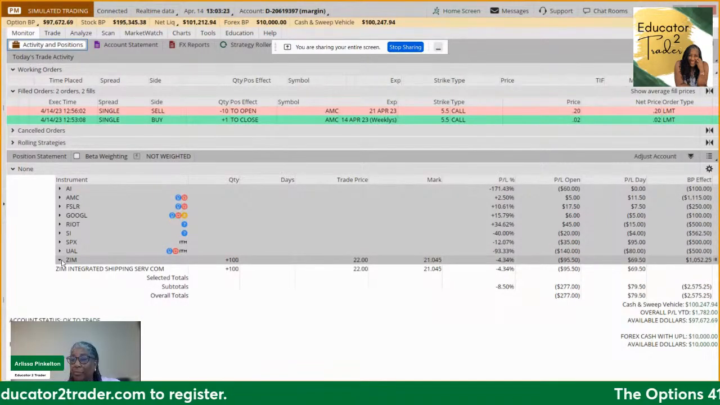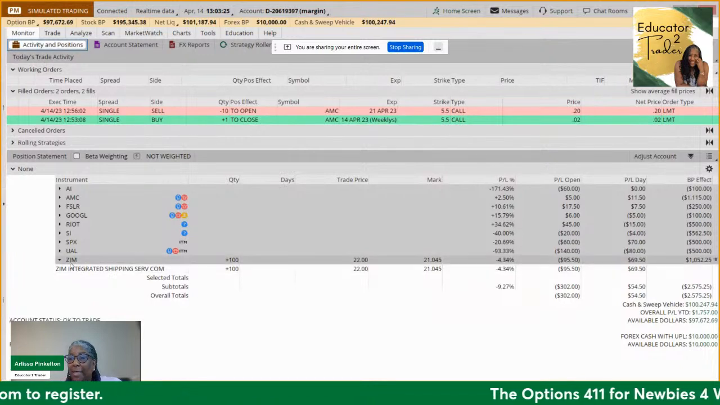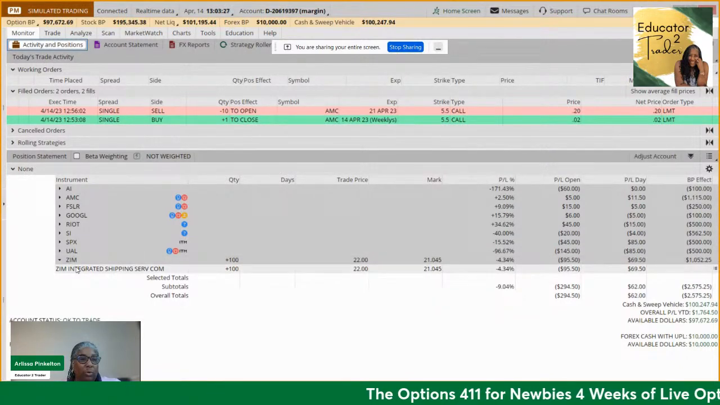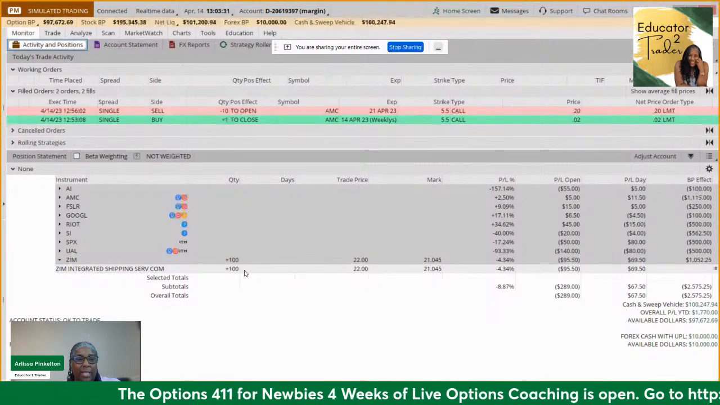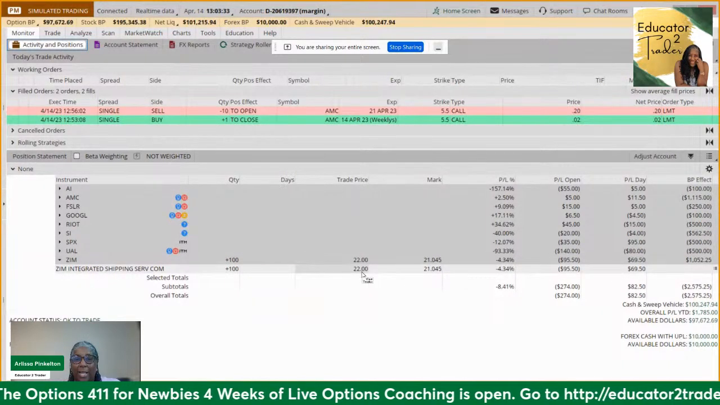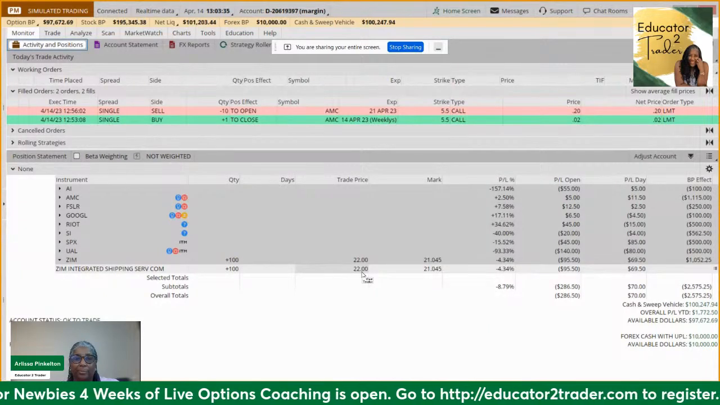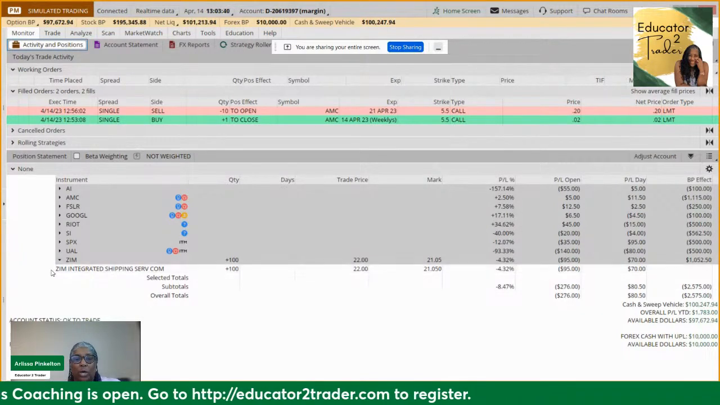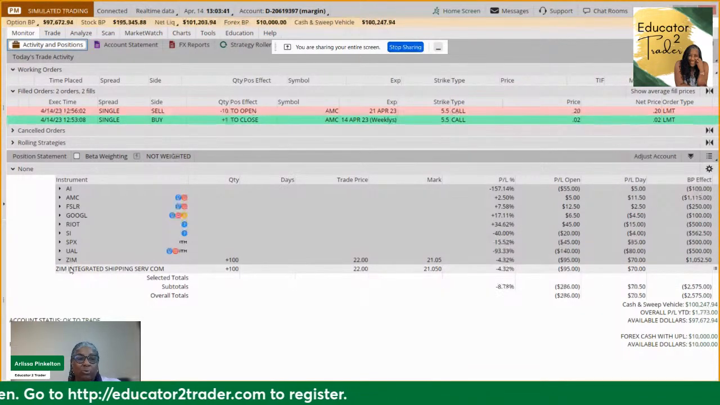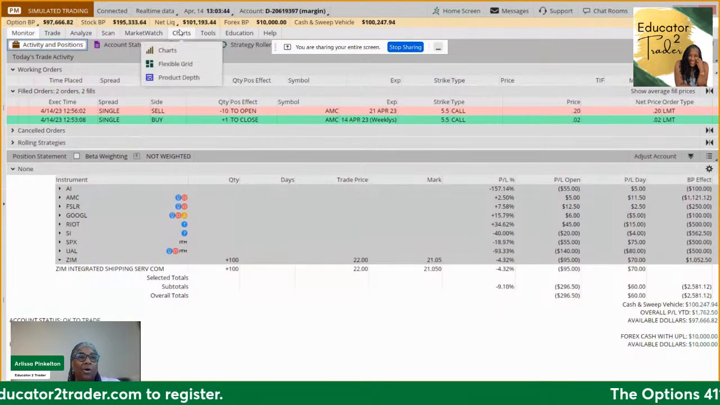Okay. The next thing we want to do, or the last thing I want to do, is to do Zim. Zim, we have 100 shares, but I don't think I ever did a covered call. Our trade price is $22 that we paid for Zim. It is right now at $21.05. So let's go do a covered call on Zim.